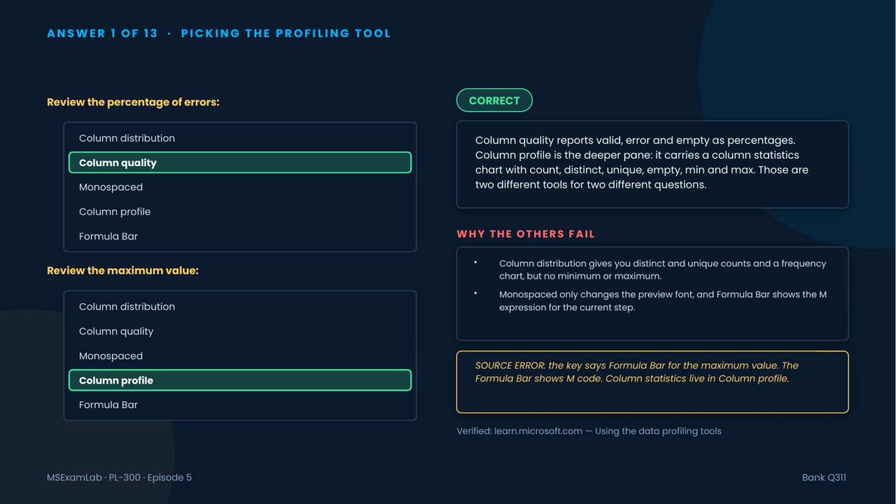Now, why the others fail? Column distribution gives you distinct and unique counts and a frequency chart, but no minimum or maximum. Monospaced only changes the preview font, and formula bar shows the M expression for the current step. One more thing, source error, the key says formula bar for the maximum value. The formula bar shows M code. Column statistics live in column profile. Verified against Learn Microsoft.com using the data profiling tools.